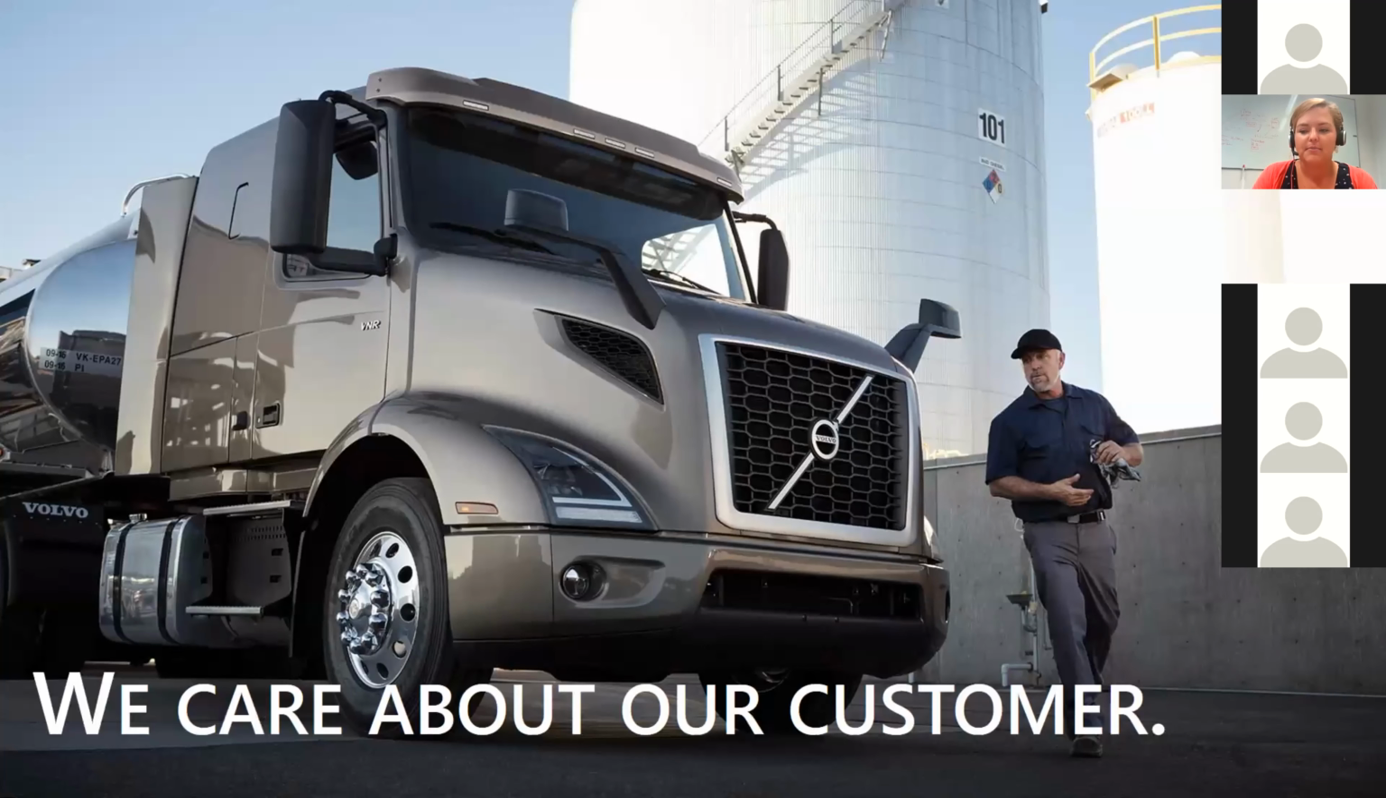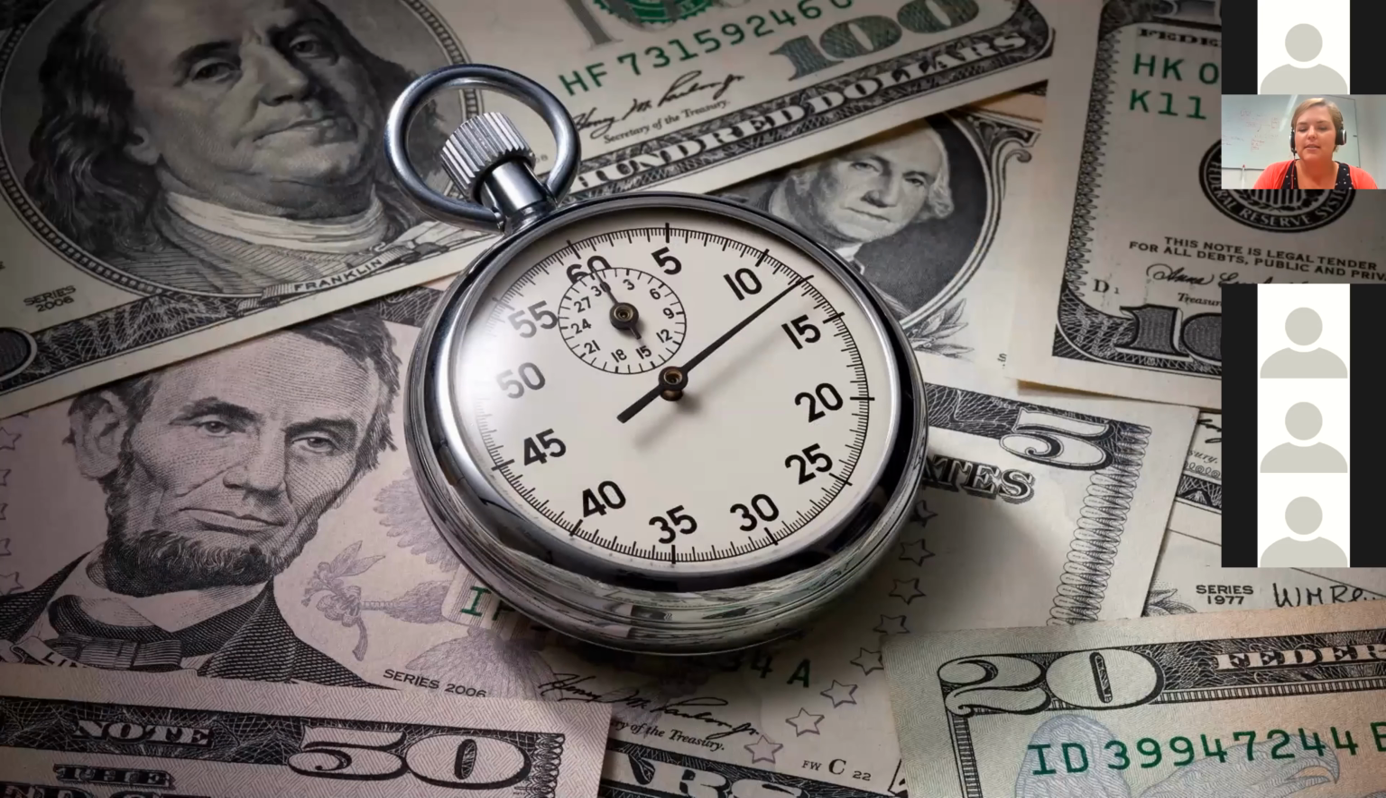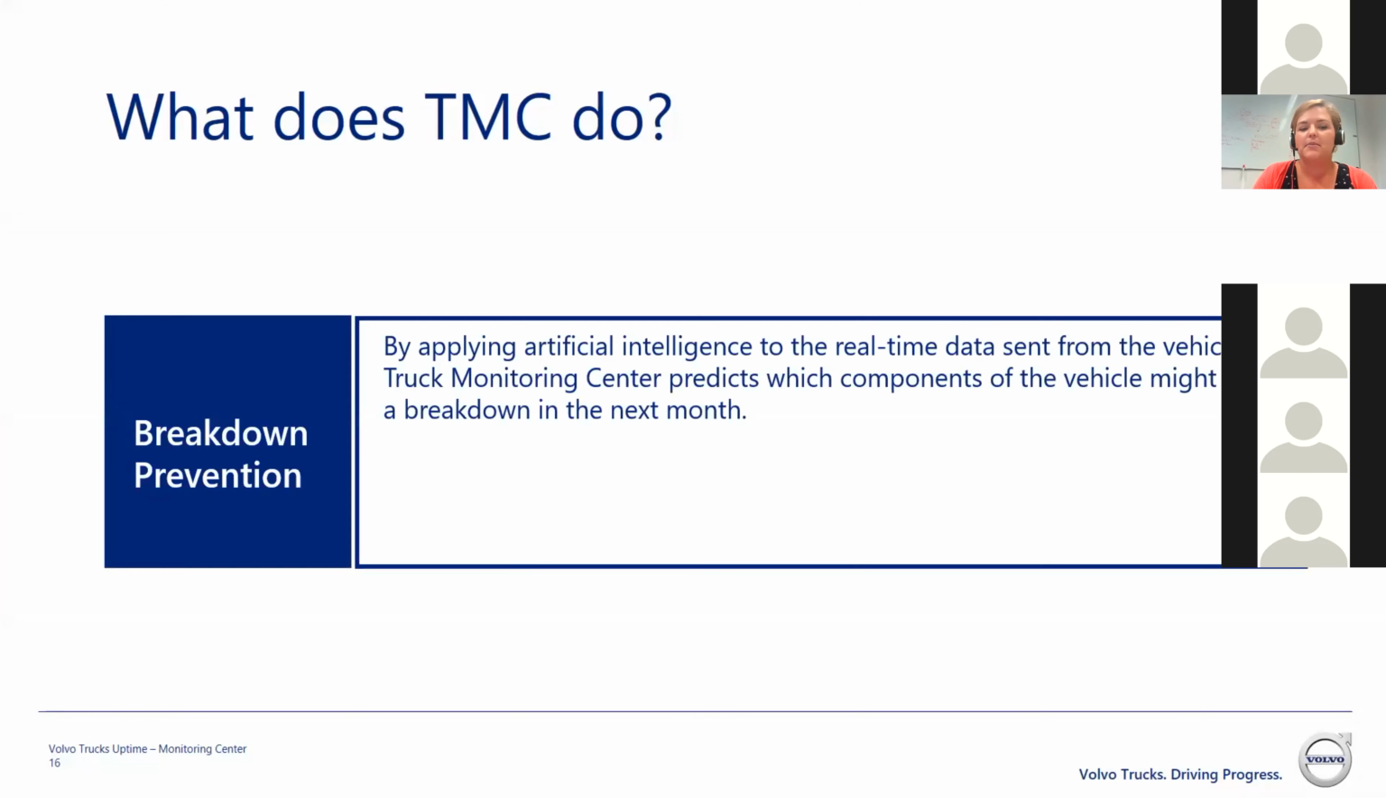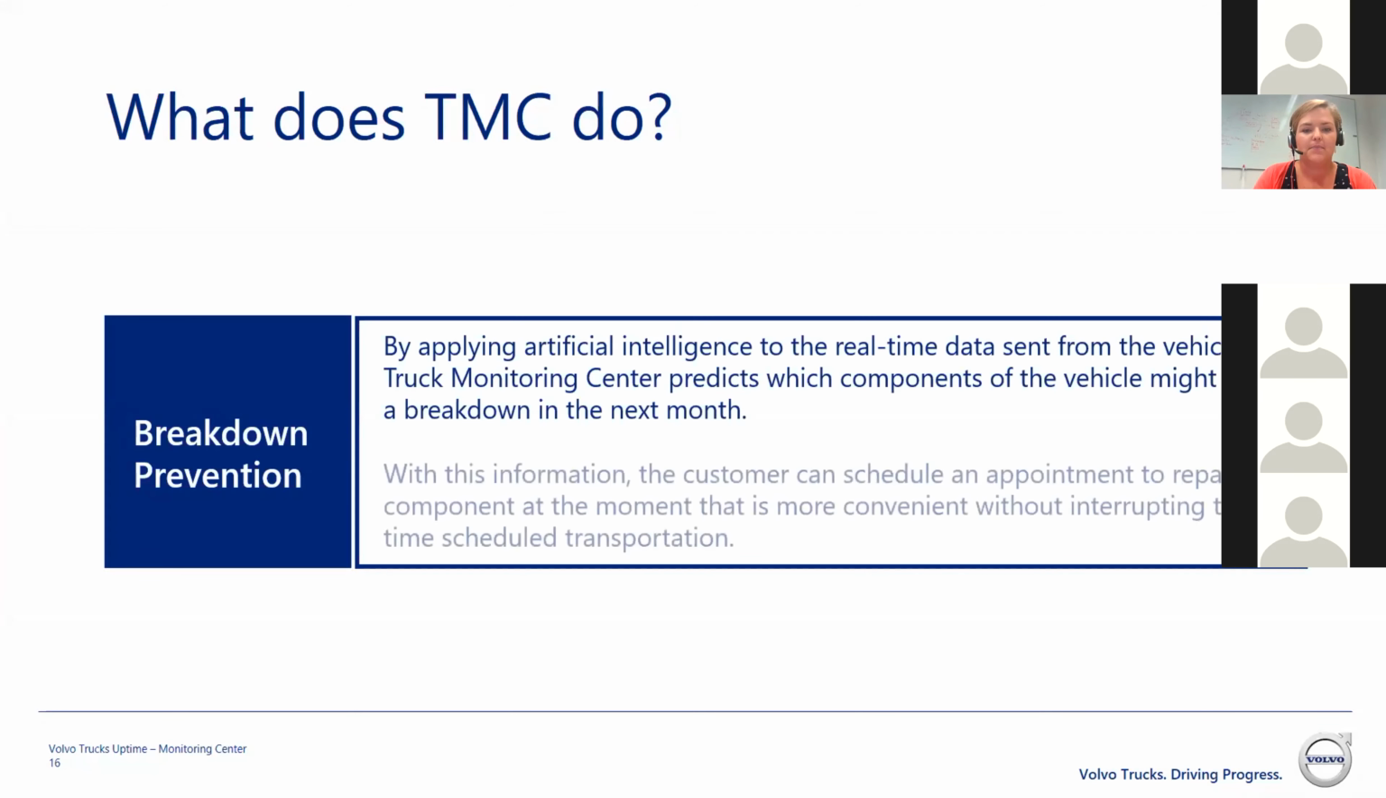We are a breakdown prevention service. By applying artificial intelligence to real-time data sent from the trucks to our service here at Volvo, we run our models of predictive maintenance to see whether or not there will be a breakdown in the next month. With this information, the customer can schedule an appointment at the workshop to repair that specific component or part of the truck that will have a breakdown. That way they can schedule it at a moment that is most suited for them, meaning not when they have to be on the road and manage to meet their deadlines, but in between different deliveries.